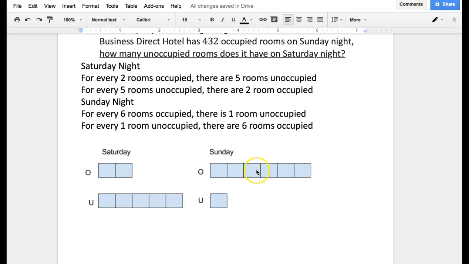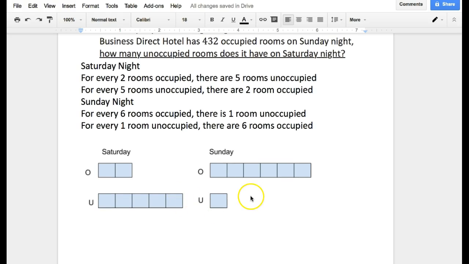Let's look at these two different ratios and notice that we're talking about the same hotel and the same rooms. If you put our ratio together, on this side we have 7, 1, 2, 3, 4, 5, 6, 7, and here altogether we have 7. So we're talking about 7 parts on both ratios.